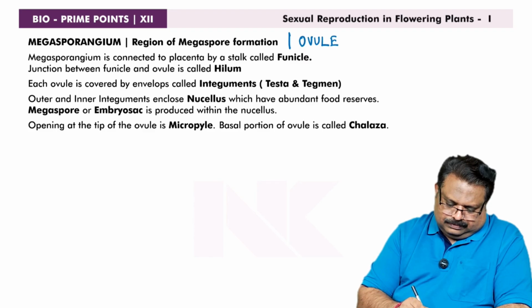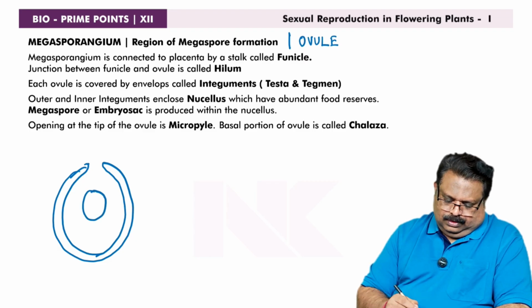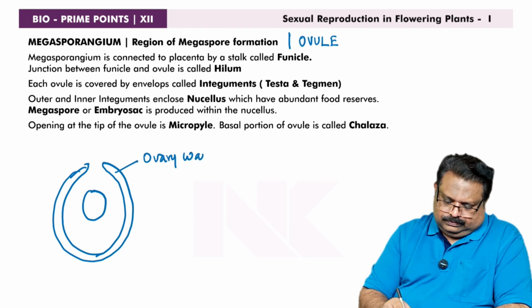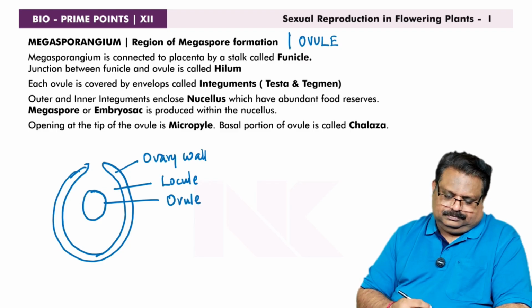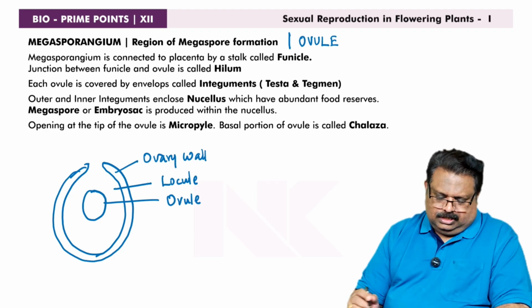I will draw like this. This is the wall of the ovary. This is the ovary wall. Okay, and this is the ovule. The cavity inside the ovary wall is called locule, and ovule is present inside it. This is called ovule. Megasporangium is a region of megaspore formation.